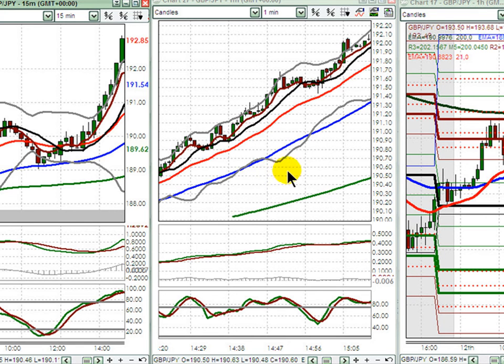Okay? And your confidence should stay high because even on the 1-minute chart, we're riding on top of that 21. The market is up on the 1-minute chart. The market is up on a 15-minute chart. The market is up on a 1-hour chart. Are you confident going long or not?